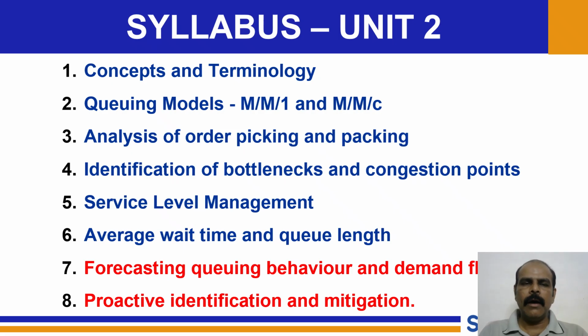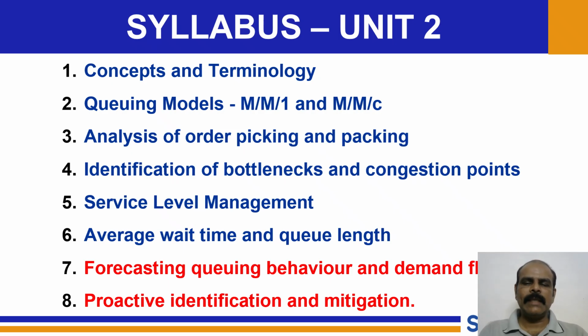Now we are on the verge of completing unit 2. This is the last presentation: forecasting queuing behaviors, how to identify demand fluctuation, as well as how to mitigate it. So how does mitigation play a crucial role? All the associated parts we will discuss in this presentation, which will be the end of unit 2. With this we will be finishing 3 units, and we will proceed to the further 2 more units.